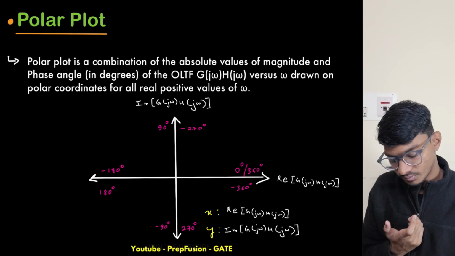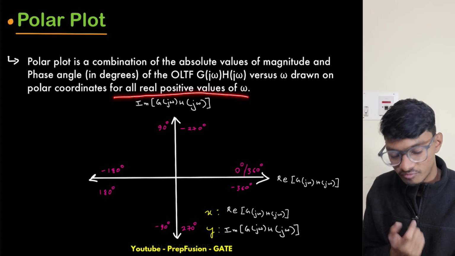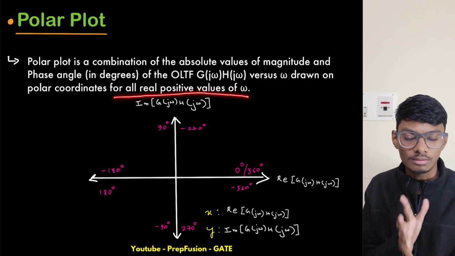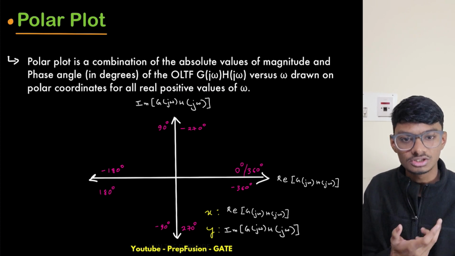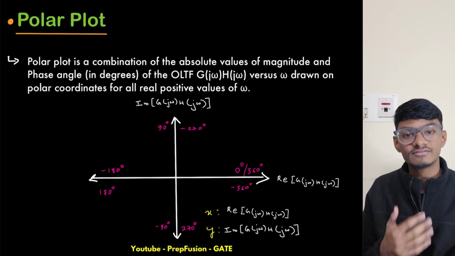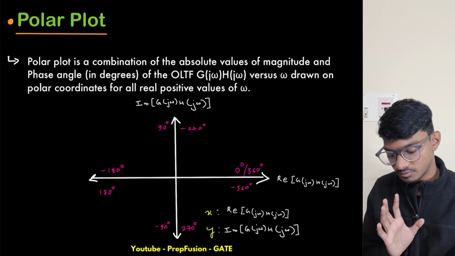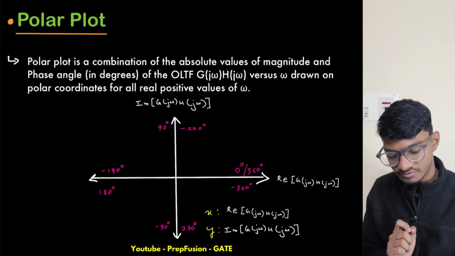Here we will plot for all positive values of omega. Why is this important? Because in the Nyquist plot, when we study it, we will plot for negative values of omega as well. That's why the polar plot is only for positive values of omega.